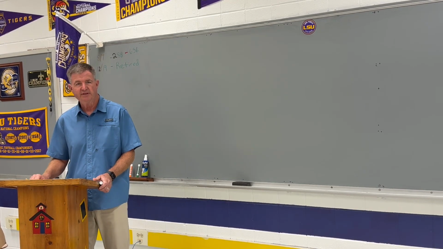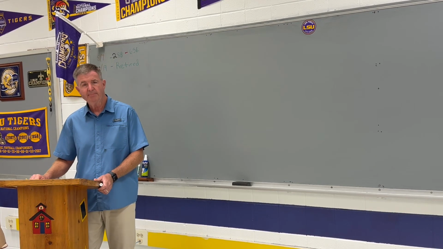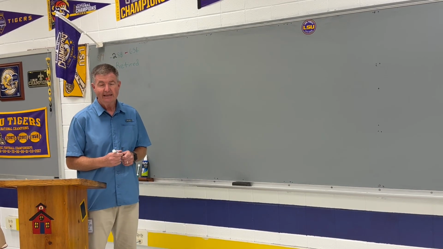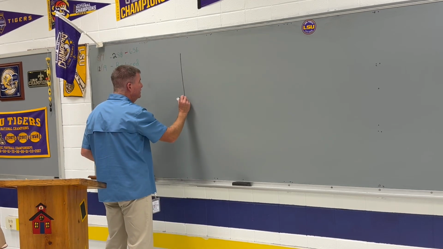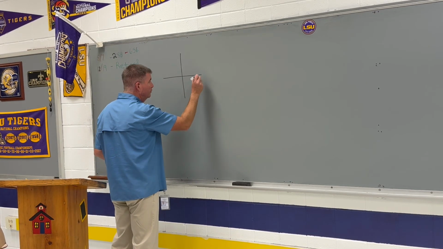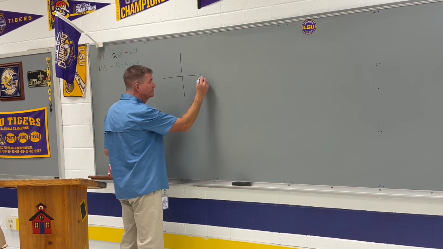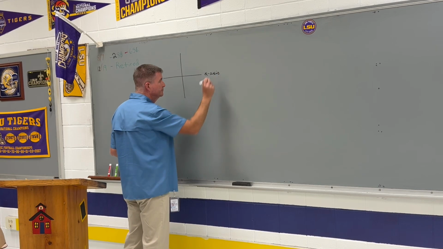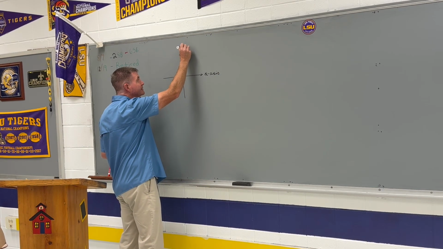Welcome to Math 1400, prerequisite number 3, the coordinate plane. The coordinate plane is going to be two number lines connected at a single point called the origin. One is going to be a vertical number line, one will be a horizontal number line. The horizontal number line is called the x-axis. The vertical number line is going to be called the y-axis.